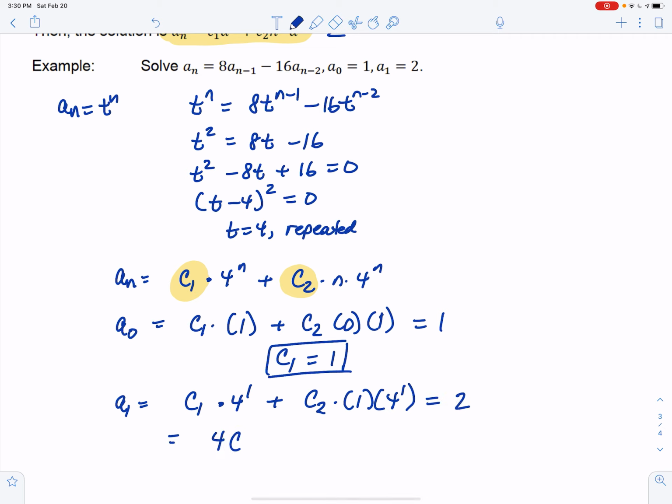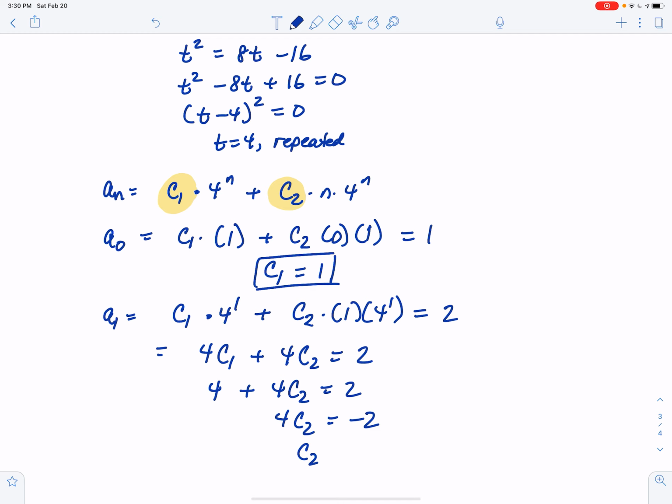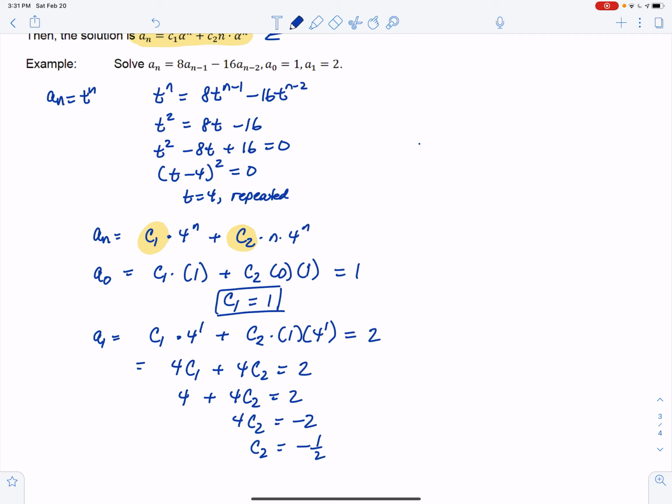So this means that 4c1 plus 4c2 is equal to 2. Now, we already know that c1 is 1. So that means that 4 plus 4c2 is equal to 2, which means 4c2 is equal to negative 2, which means c2 is equal to negative 1/2. So now we have the general form for our solution. So a sub n is equal to, c1 is 1, so that means 4 to the n. c2 is negative 1/2, so I have minus 1/2 times n times 4 to the n.